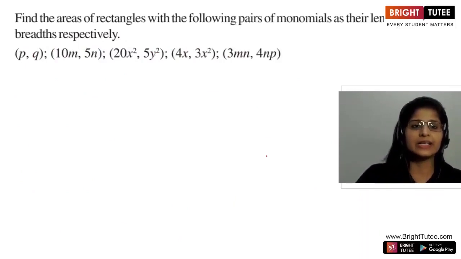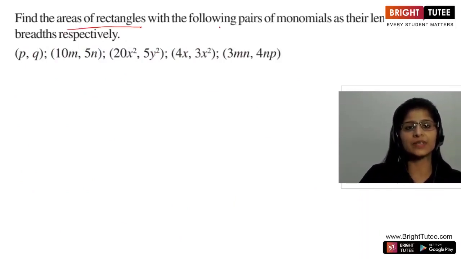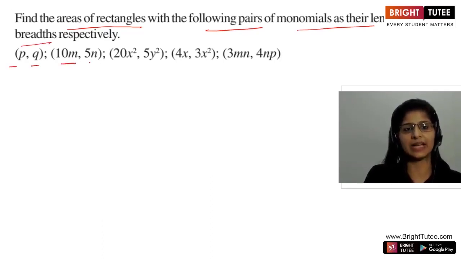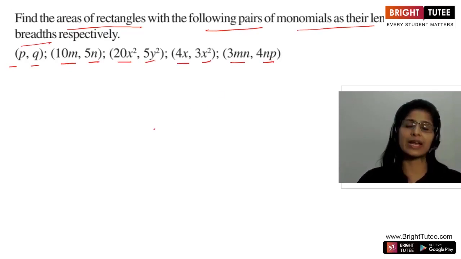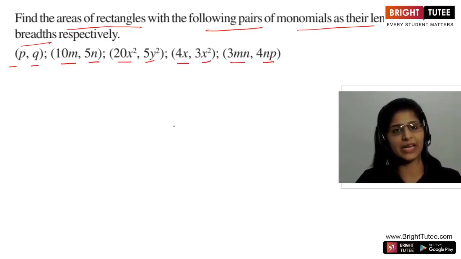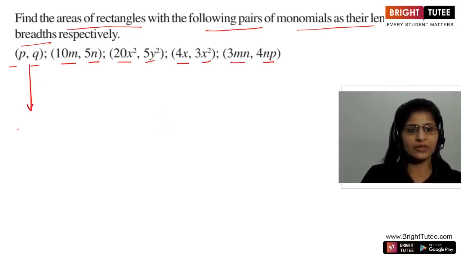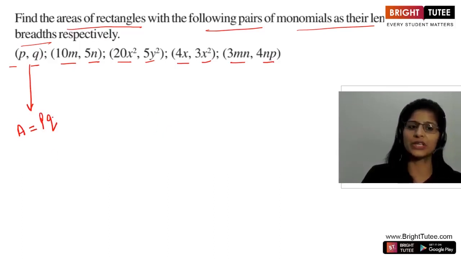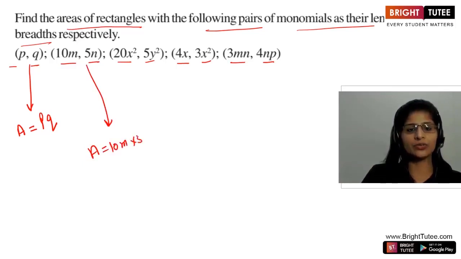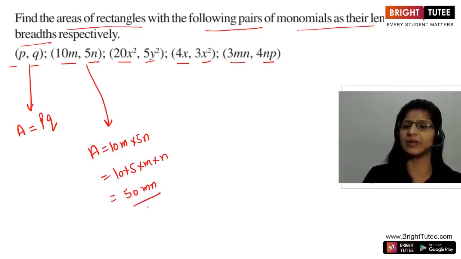Let's move ahead. It is asking, find the areas of rectangles with the following pairs of monomials as their length and breadth. So this is length, this is breadth. Like this we are given pairs of length and breadth, we have to find the area. So for this, what will be the area if you tell? Length into breadth, p into q, that will form pq. In the second one, what will be the area here? 10m into 5n. So 10 into 5 into m into n. 10 into 5 is 50 mn. This will be the area.